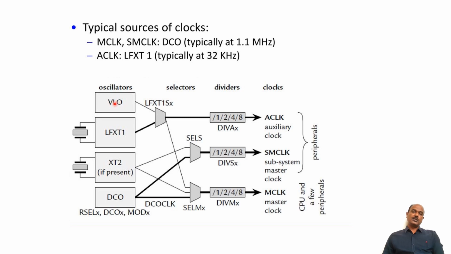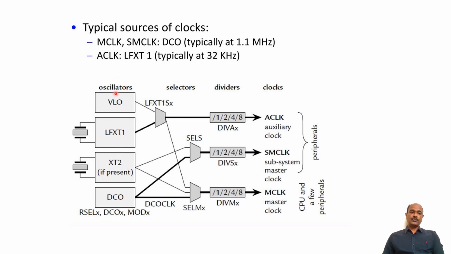The frequency of the clock that is generated by this VLO and this DCO can be varied by varying the values of R and C. But their disadvantage is that the accuracy of this VLO and this DCO is quite less. So the very low frequency oscillator and DCO are resistor and capacitor based oscillators. Their frequency can be varied, but their accuracy is quite low.